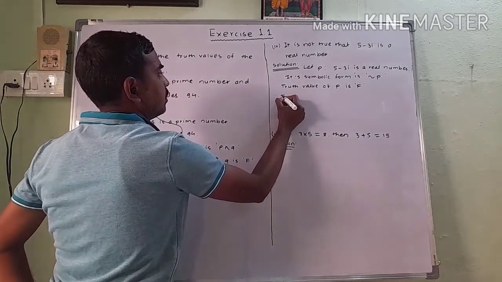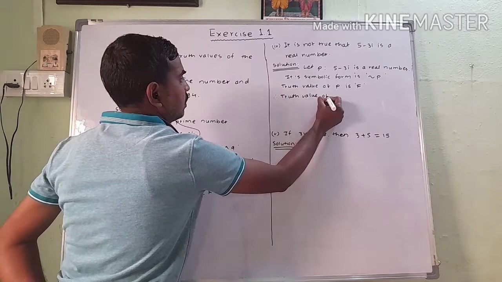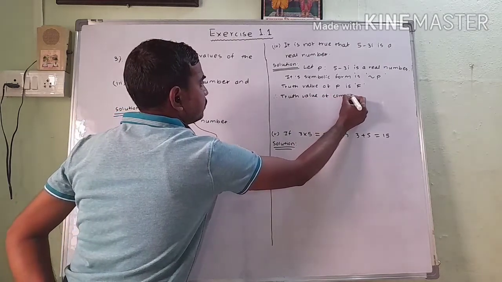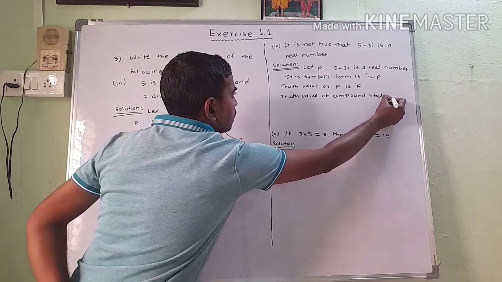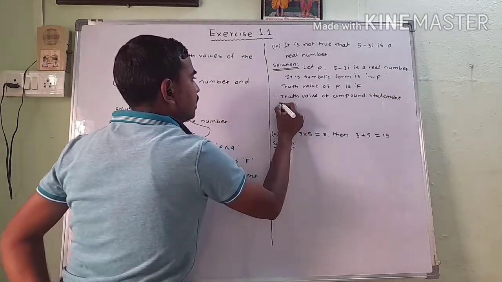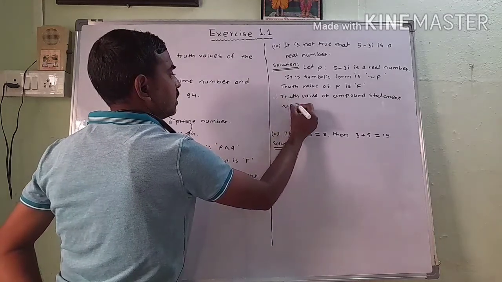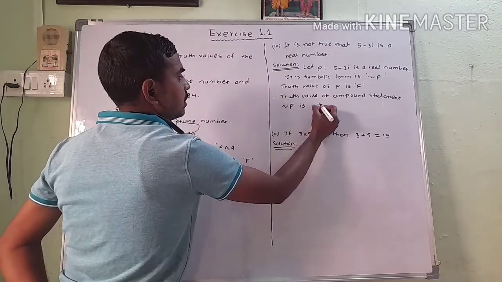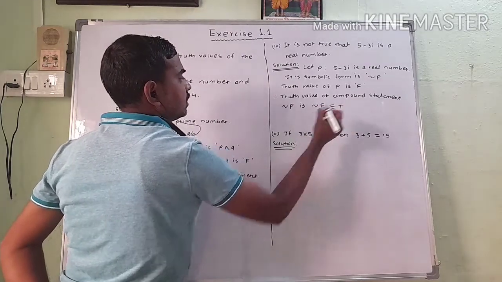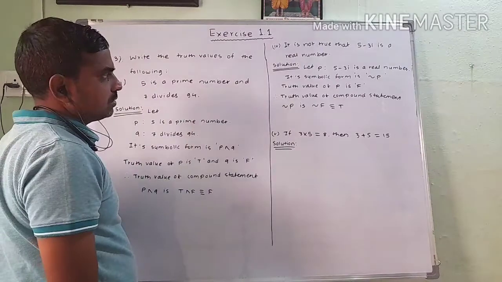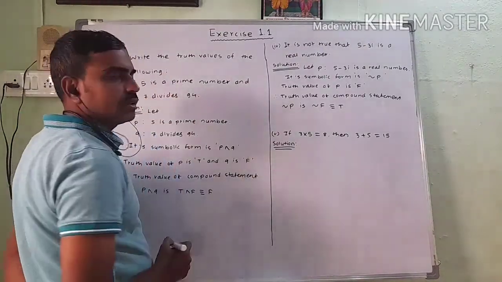Now therefore the truth value of the compound statement, negation of P, is negation of F, and negation of F is capital T. This is the solution of the fourth example. Now we will see the solution of the fifth example.